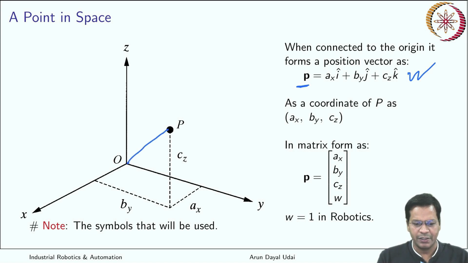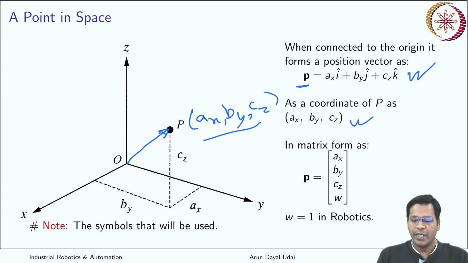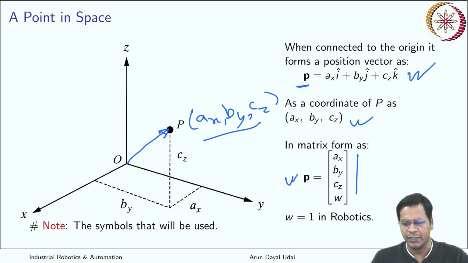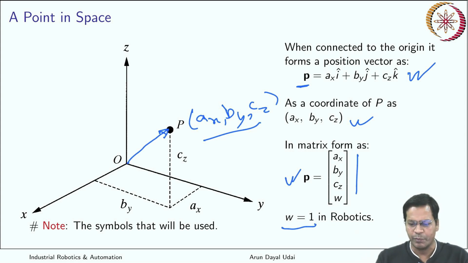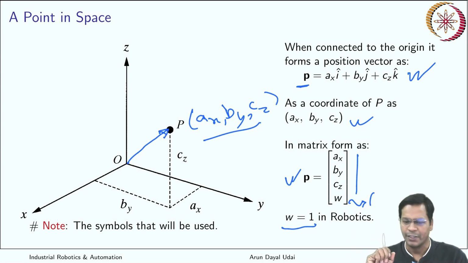So basically it is this vector, which is the position vector of a point given by aX, bY and cZ, that is the coordinates of that. In matrix form, from now on we will be using it like this. A vector can now be written as a column matrix with 4 elements. In robotics W is always equal to 1. So a point will be represented as aX, bY, cZ in a column, so effectively W equals 1. That is your point. So a point in space will be denoted like this.